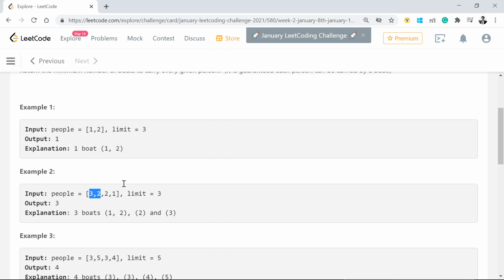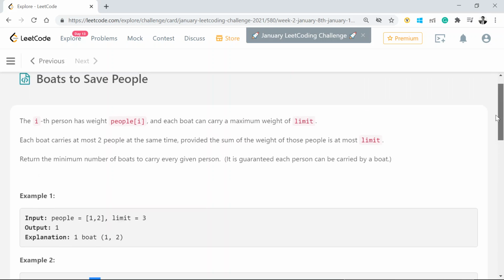Now if we go back to the question, we see there are a couple of hints. One is at most two people. That tells us that we can sum the weight of two people and see whether that is within the limit or not. Second, it is guaranteed that each person can be carried by the boat. That means in the worst case scenario, if I have 10 individuals, then the boat can go to and fro 10 times.